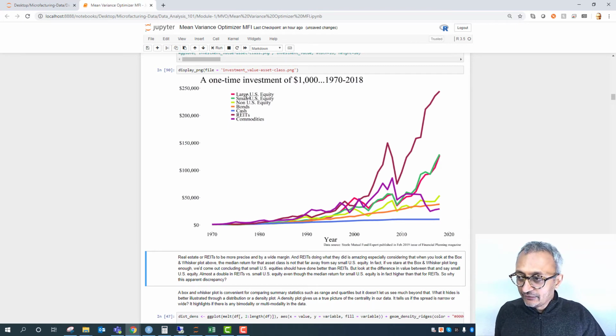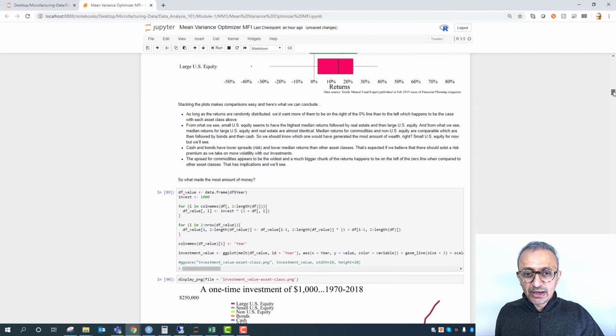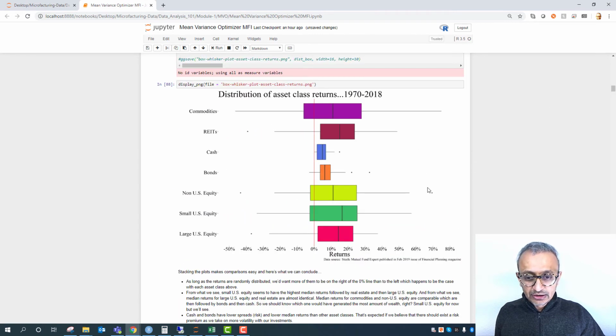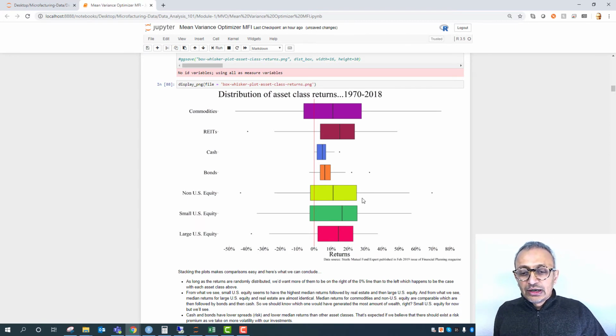So if you look at this thing, why is small company stock not doing as much as real estate, right? It's like less than half of what you would expect, because what you would expect here is that small company stocks should technically do better than real estate, right? Okay. So what that tells you is that maybe this is not the right way to look at the data.